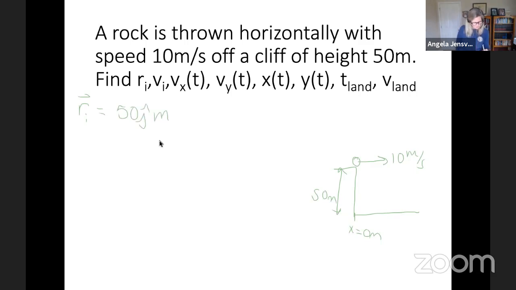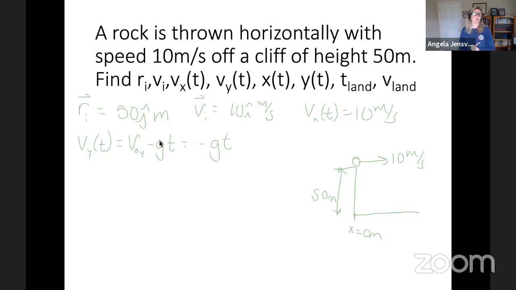Find v initial vector. V initial is 10i meters per second plus 0 because it's not moving vertically. Vx as a function of time, honestly, it's just 10 meters per second because there's no acceleration in the x direction. This is a projectile. There's no force changing its state of motion. Vy as a function of time is a little bit more interesting. It'd be v naught y minus gt, and v naught y is 0, so it's just minus gt. There's your function for the vertical component of velocity.